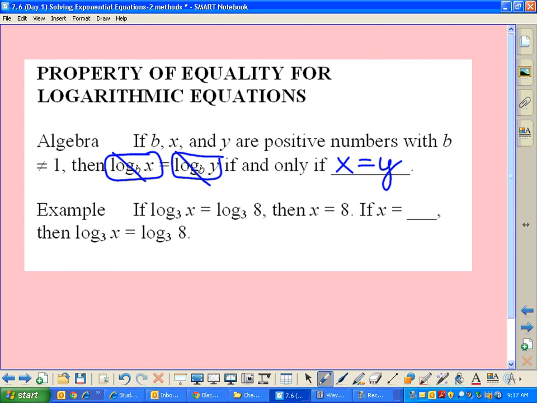It says if log base 3 of x is the same as log base 3 of 8, like this log base 3 on both sides, then x has to be equal to 8. Conversely, it'll be true that if x is equal to 8, then log base 3 of x will be the same as log base 3 of 8.